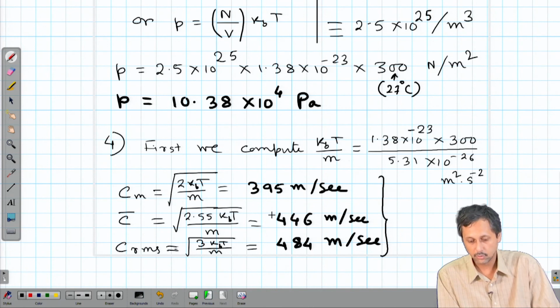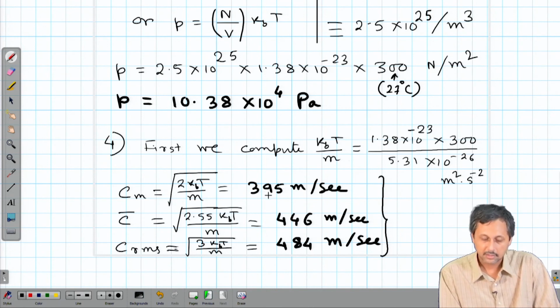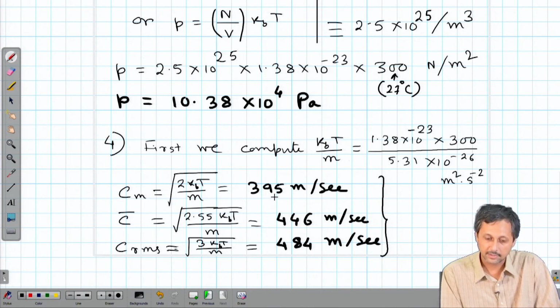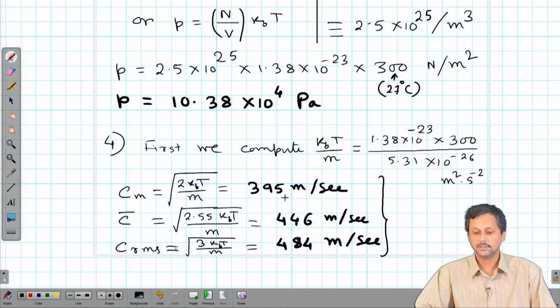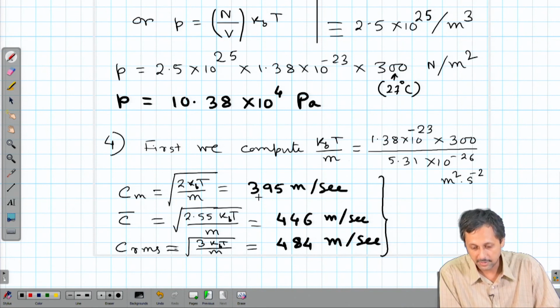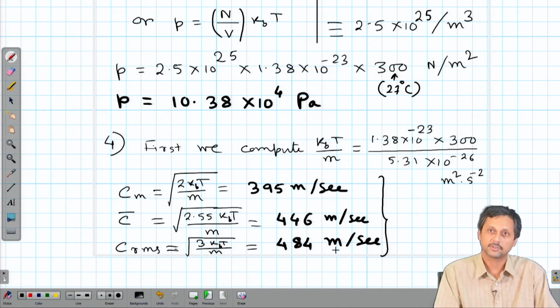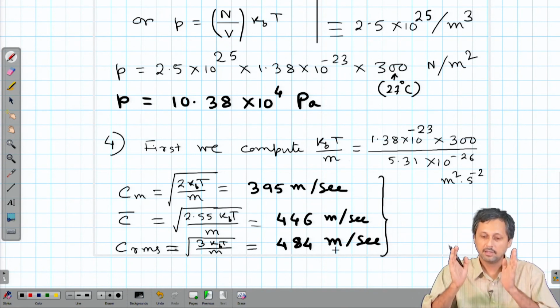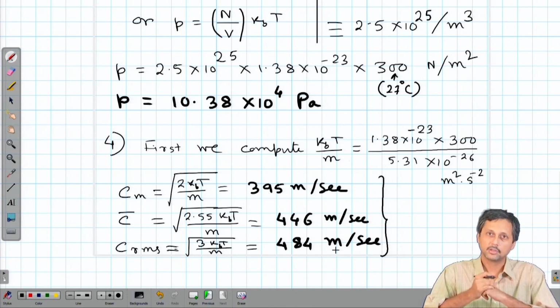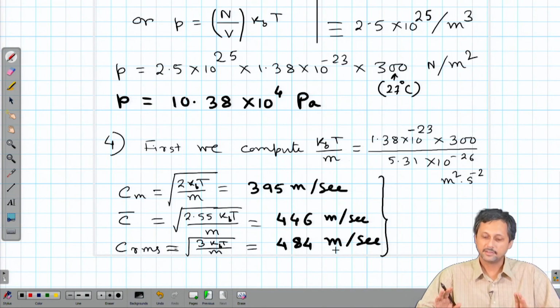So, you see they are close, but not very close, they are significantly different for oxygen molecules even at room temperature. 27 degrees is essentially the room temperature. So, you see the spread is from 395 meters per second, so almost 400 meters per second, to almost 485 meters per second. So, this is a considerably wide spread. Of course, it depends on what molecule you are dealing with, what temperature you are dealing with, but this spread is significant for most practical purposes.